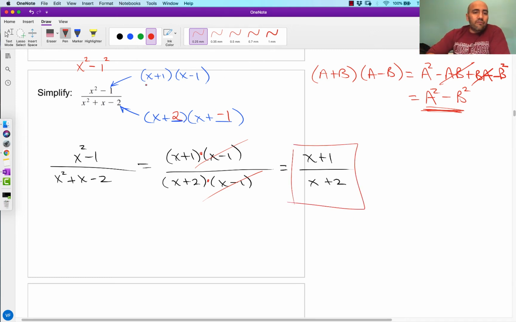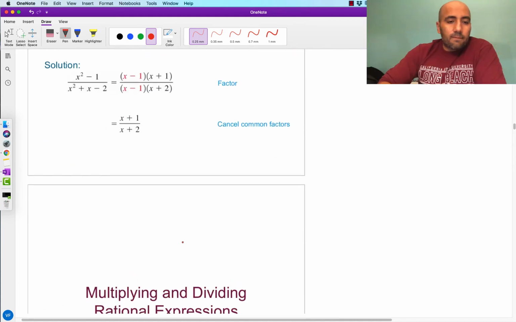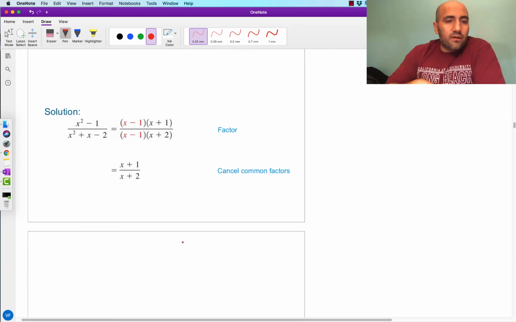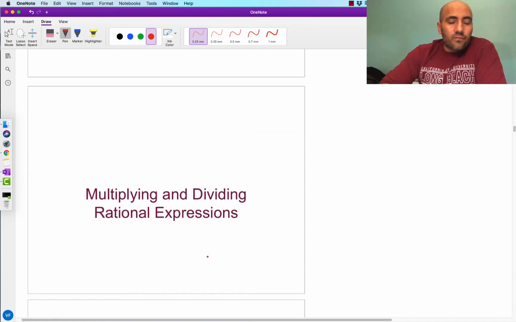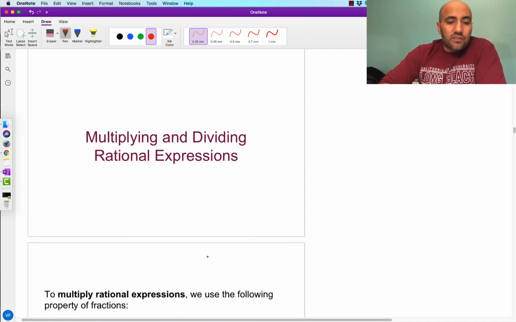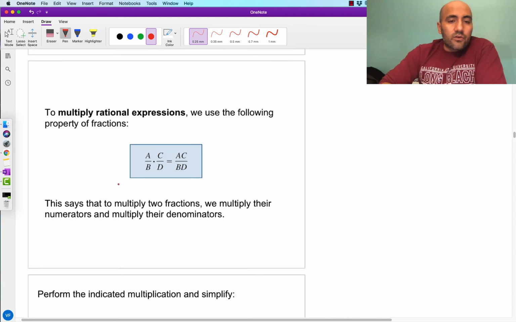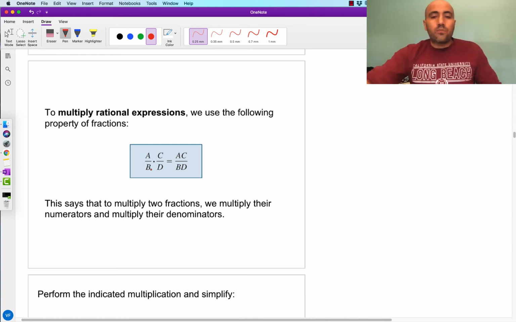Okay, so factor the numerator, factor the denominator, cancel, reduce. That's it. This is what your author did, same thing. Factor the numerator, factor the denominator, reduce, and there's our answer. Okay, multiplying and dividing rational expressions. Very, very similar. So here what we have is one fraction times another fraction. And remember, we do not need common denominators when we're multiplying fractions, only when we're adding or subtracting them. So in this case, we just multiply the numerators, multiply the denominators, and that's how we get to our result.